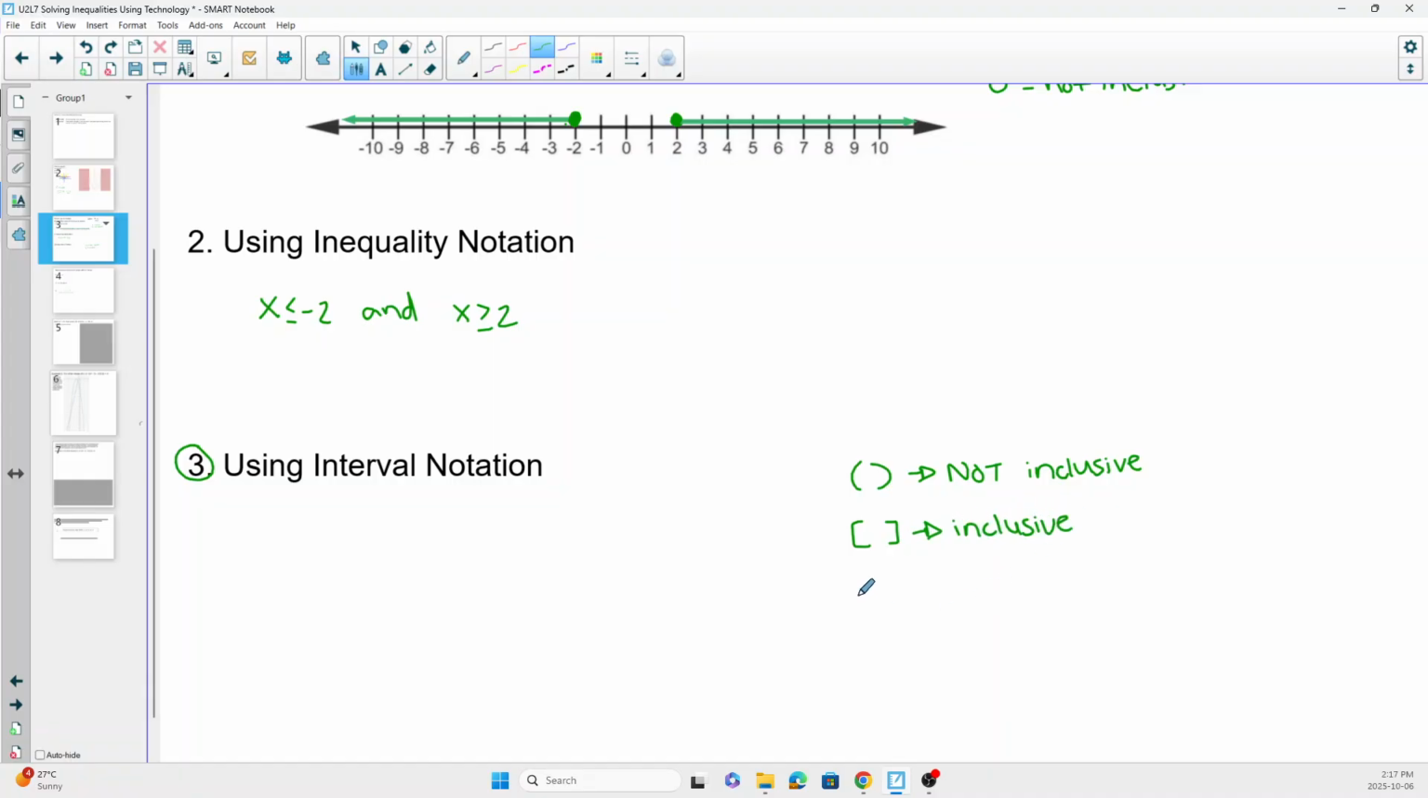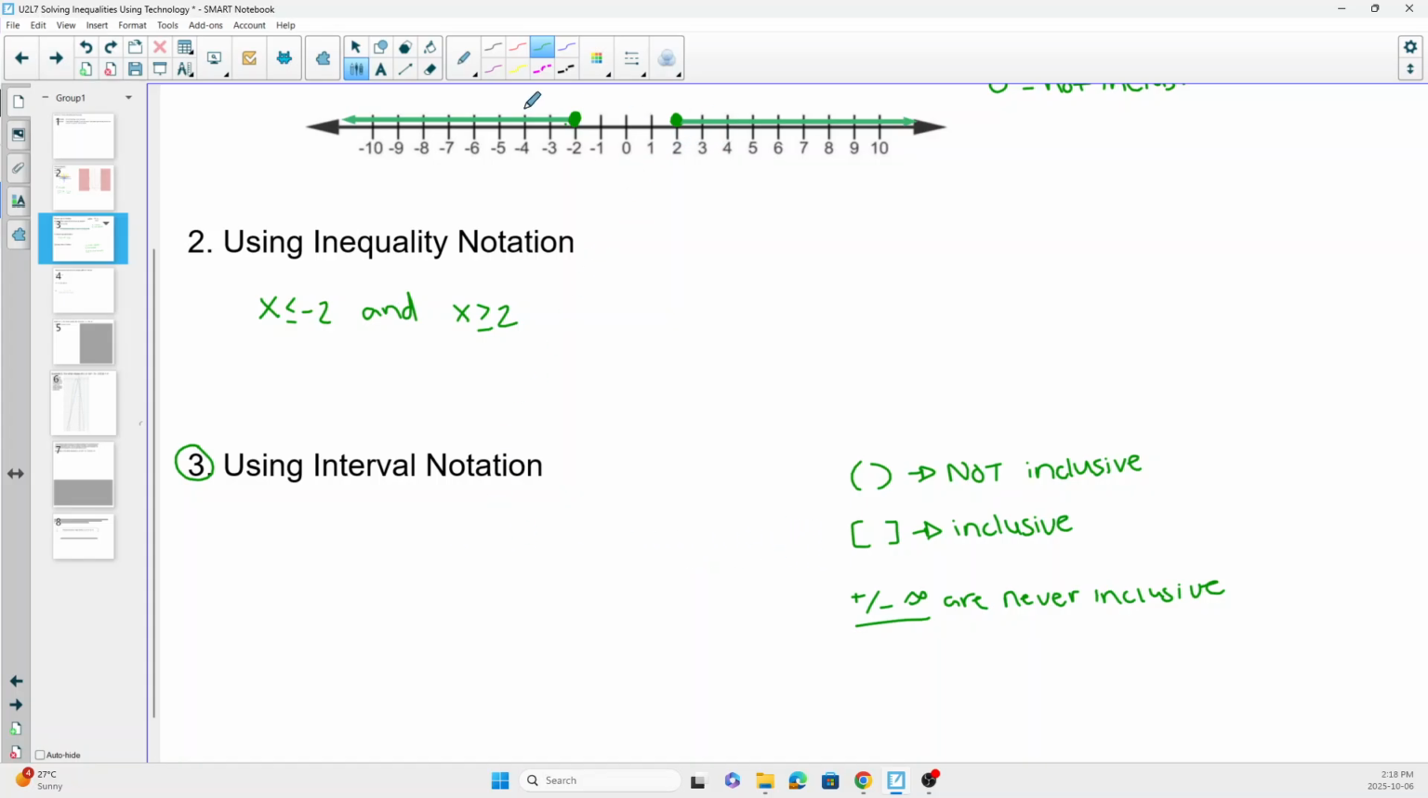and positive and negative infinity are never inclusive because they're not real numbers. They're just up until forever and ever in both directions, but it's not an actual number, so we can't say that that specific number is included in the interval. So I'll show you what we mean by that.